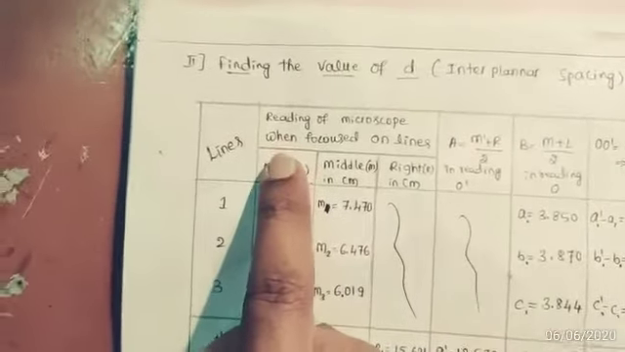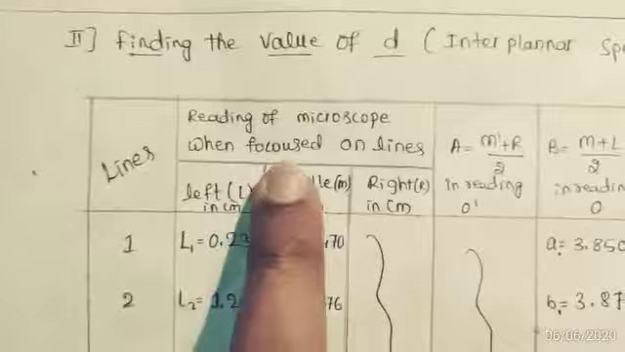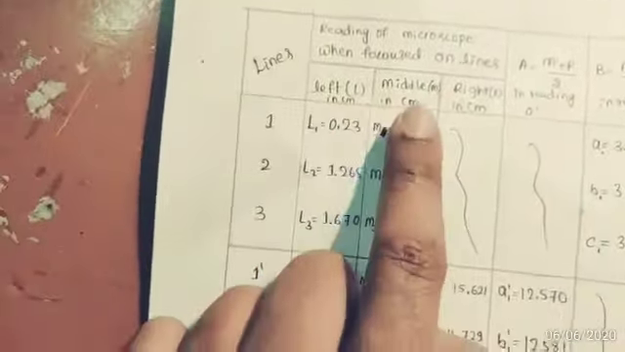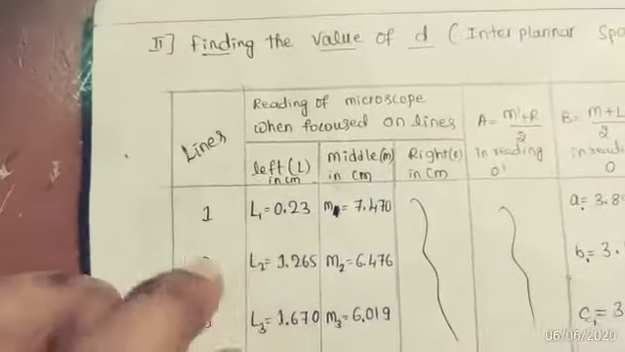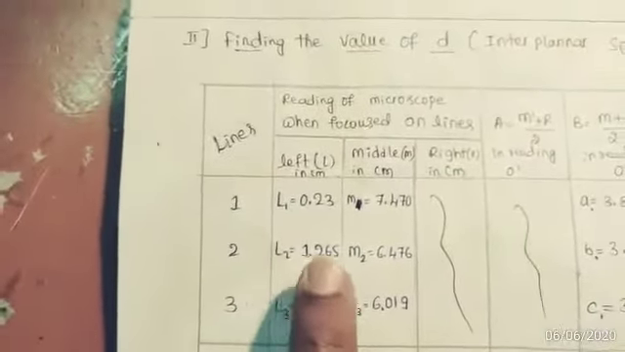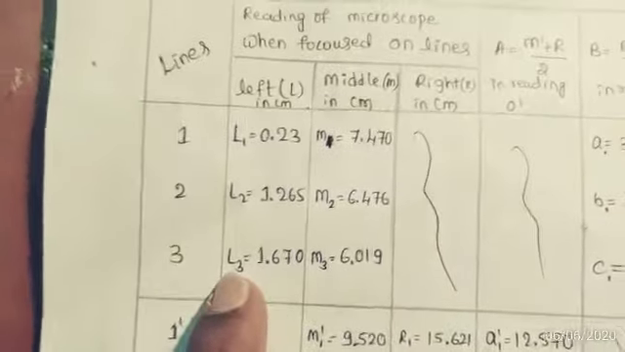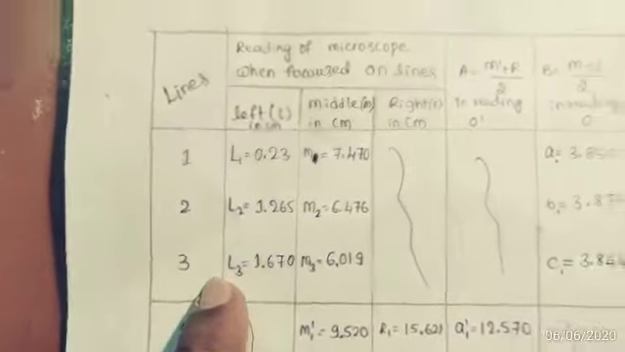Tabular column is shown here. Reading of microscope when focused on lines. I made 3 columns here: left, middle, right. L1 I got here 0.23, L2 1.265, that is on third point I got 1.670, I call that one as L3.